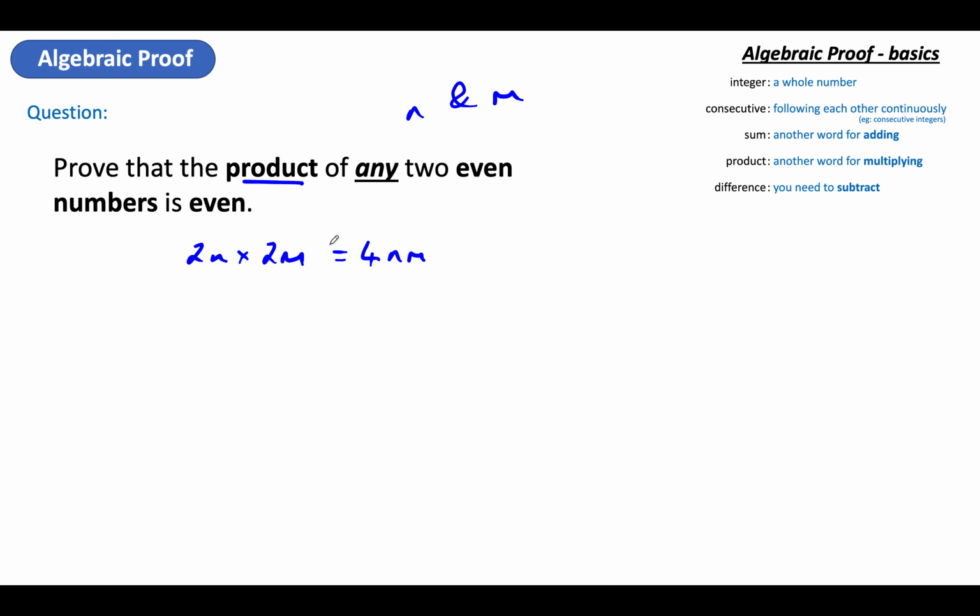I need to show that it's even. That means factorize it by 2, 2, n, m, and it's straightforward as that. That's all you need to do. 2 times any whole number is going to be an even number because it's divisible by 2. And that's it. Done. All right.